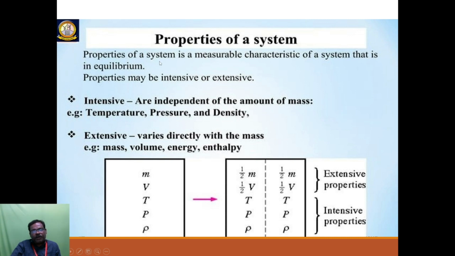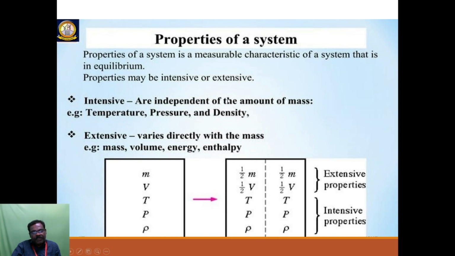So property, you have studied this particular term, properties, from your 10th standard. So property of a system is a measurable character. What are all the things you are going to measure is called as property. Length, mass, so many things. So this particular property is subdivided into two things. One is intensive property and the other one is extensive property.